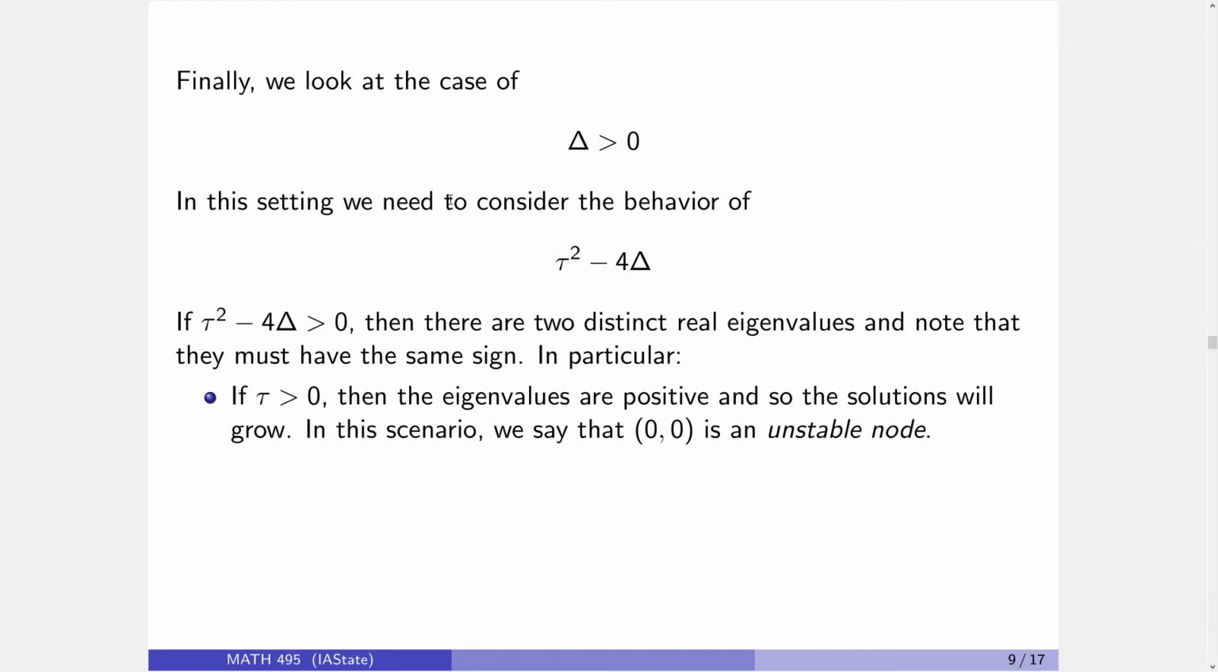So if tau is positive, then the eigenvalues are positive, so the solutions are going to grow. And in this case, we have an unstable node, or an unstable saddle node, which is the other way of saying it.